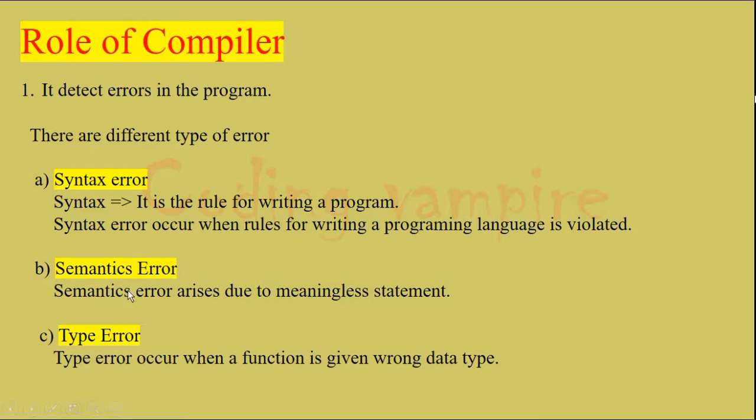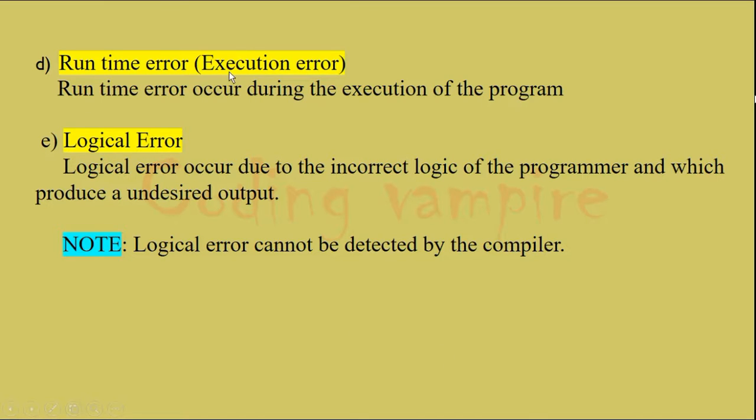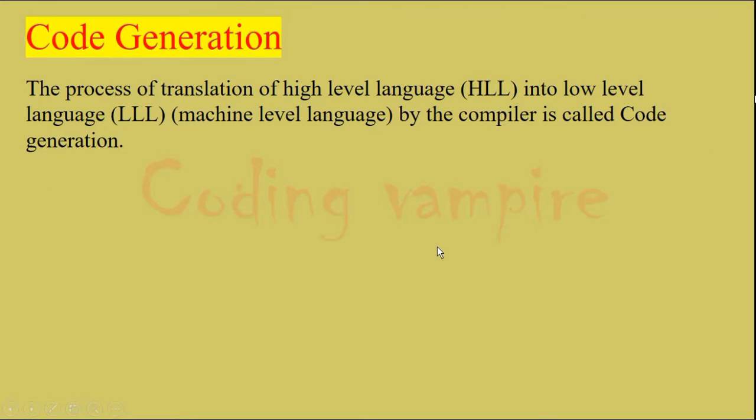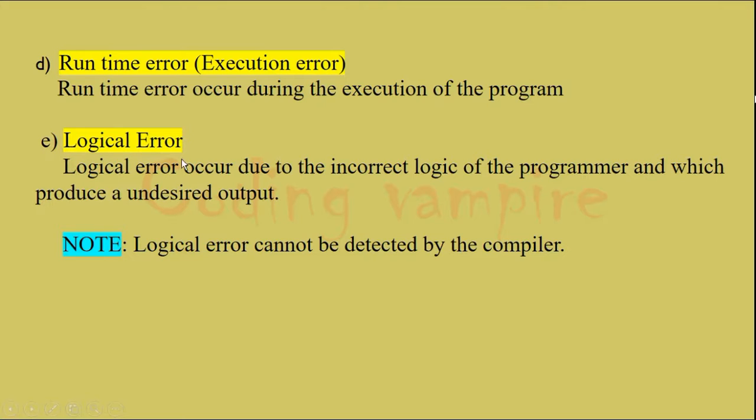Now, semantic error. Semantic error arises due to a meaningless statement. Type error occurs when a function is given the wrong data type. Runtime error, also called execution error, occurs during the execution of the program. And logical error occurs due to incorrect logic of the programmer and produces undesired output. Note that a logical error cannot be detected by the compiler. So we'll discuss logical error in a different chapter. Right now we are not using a concept with which we can produce a logical error. And also runtime error.